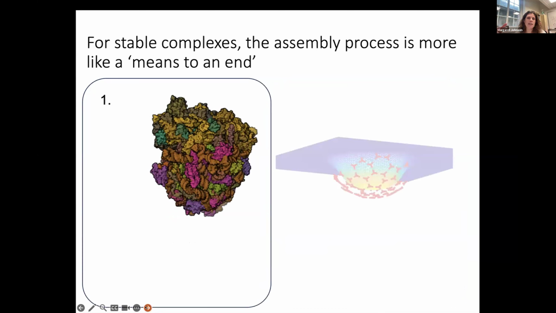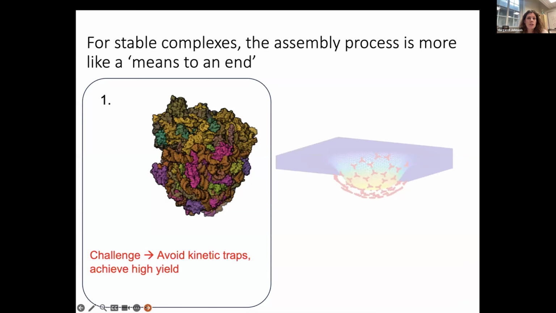So the ribosome for me is an example of a very stable complex. The assembly itself is really like a means to an end, right? You've got to form this ribosome. We've got tens of thousands in our cells because it's a machine that has to function. So somehow you've got to take all of these subunits, which are transcribed one at a time, right, and get them together. Assembly is really a means to an end.